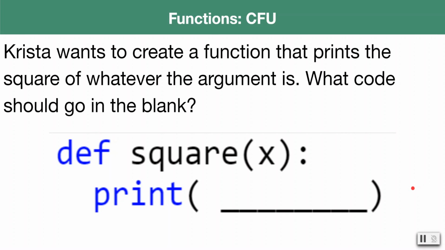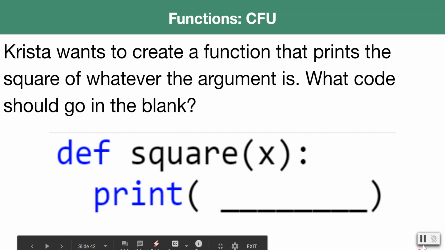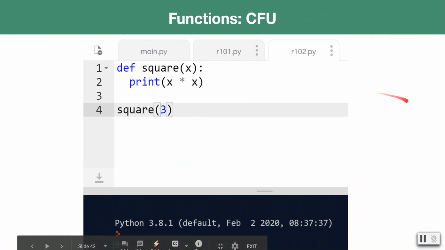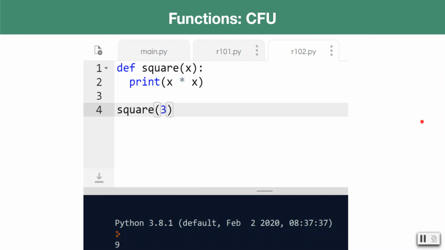Another check for understanding. Krista wants to create a function that prints the square of whatever the argument is. What code should go in the blank? So here is the solution to that code right here. If we want to print out the square of whatever our argument x is, we would say print x times x, because that's the definition of a square, x times itself.